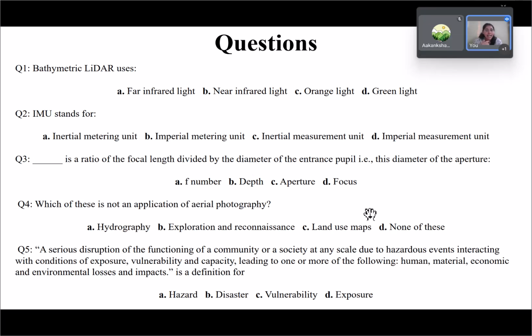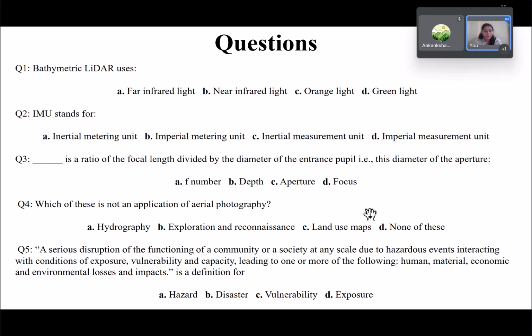Third is, dash is the ratio of focal length divided by diameter of the entrance pupil. That is the diameter of the aperture. Which of these talk about this particular method or this particular definition? Next, which of these is not an application of aerial photography? We have done aerial photography's application, and which one do you think is not a part of it?